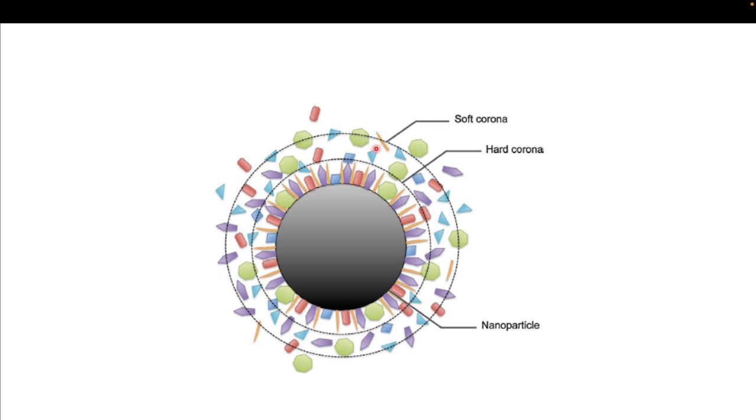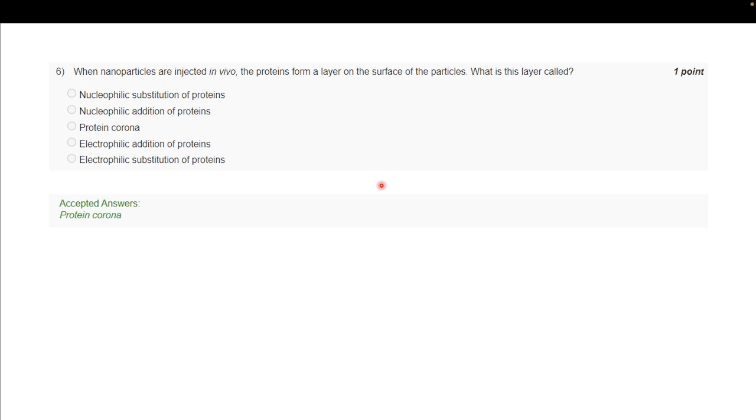So these two layers form a hard corona and a soft corona. So essentially all of this is known as the protein corona over the nanoparticle. Clear?